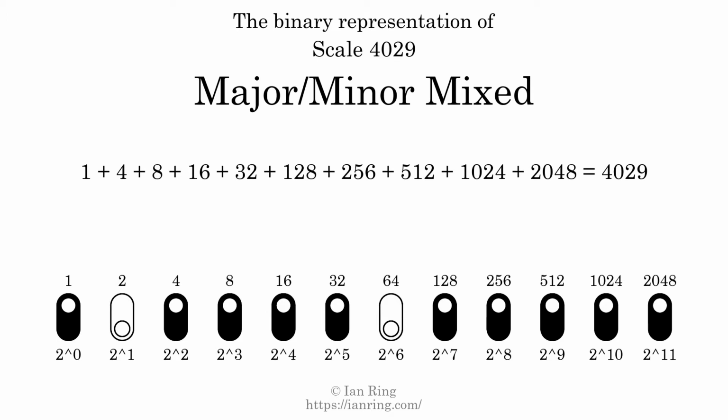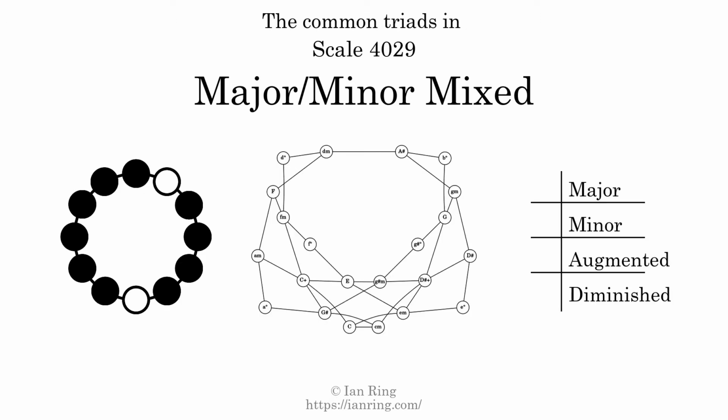The scale number not only enumerates the scale with a unique index, but it also literally describes the tonal content of the scale. Represented as a binary number in base 2, the scale number is 11111011101. Here are the common triads present in this scale.